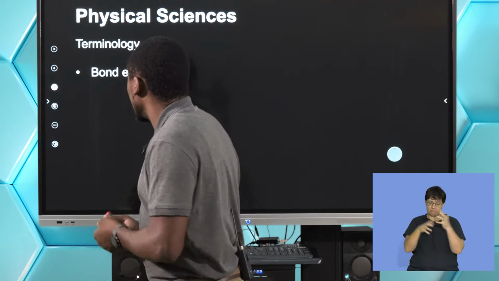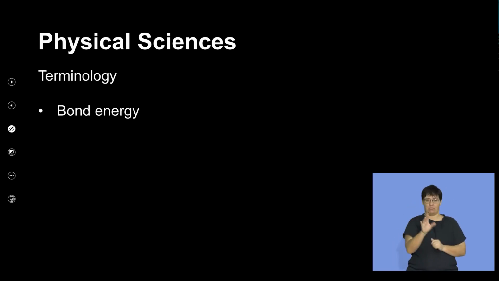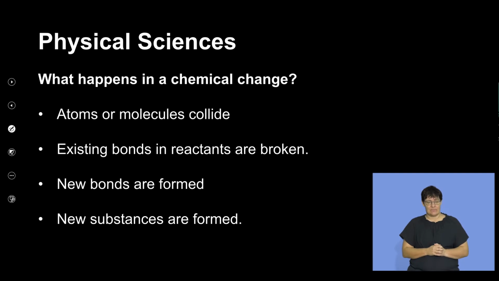So what are some of the important terms that we'll discuss today? It has to do with bond energy. We'll try and understand what bond energy is all about. Now, what exactly happens in a chemical change? We know that a chemical change is simply a chemical reaction.